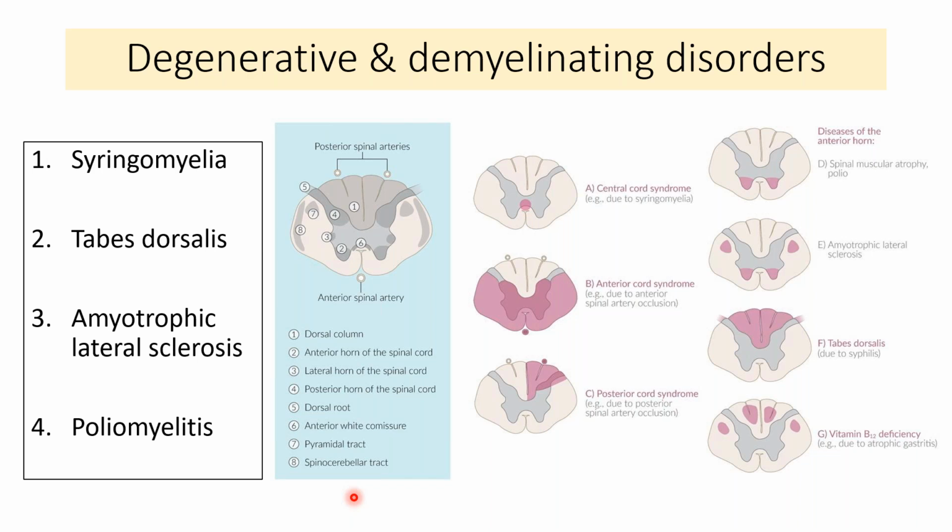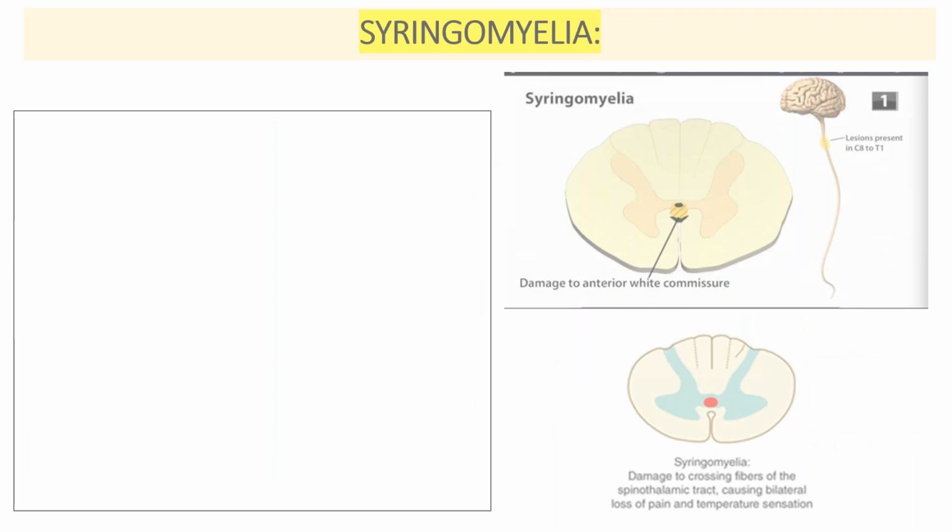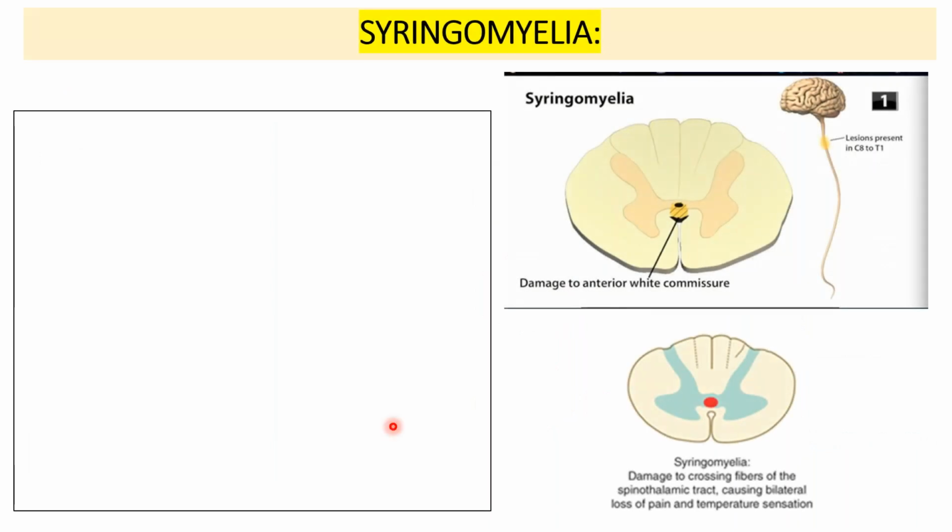Now, degenerative and demyelinating disorders, this is our last part of the spinal cord. These conditions are syringomyelia, Tabes dorsalis, amyotrophic lateral sclerosis, and poliomyelitis. We'll go one by one. Syringomyelia. What happens in this?